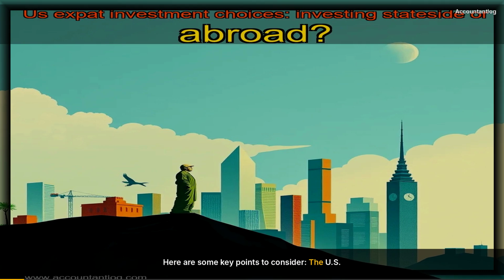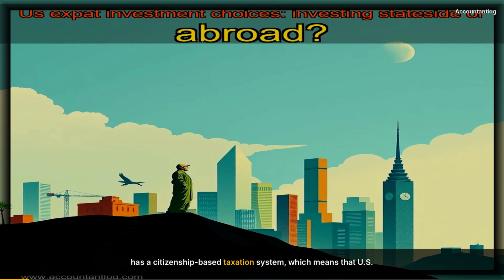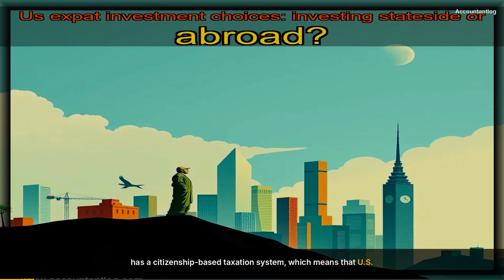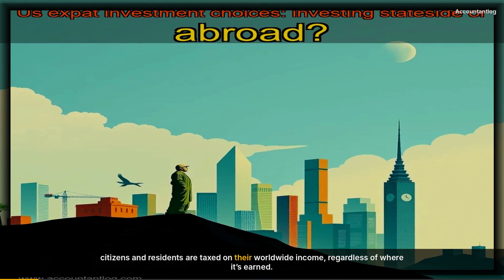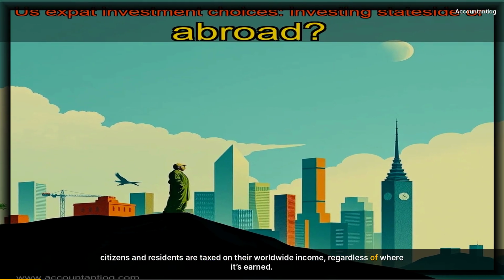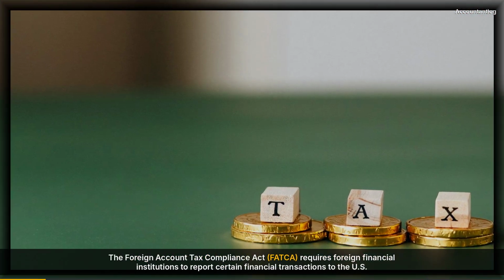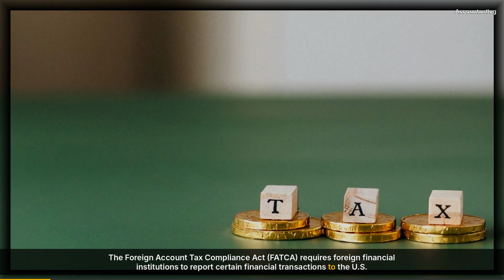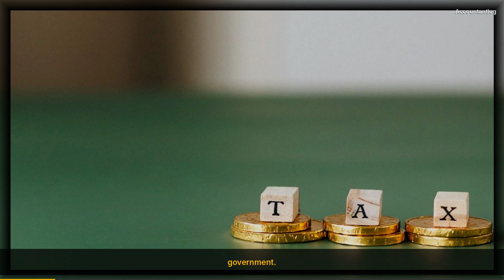The U.S. has a citizenship-based taxation system, which means that U.S. citizens and residents are taxed on their worldwide income, regardless of where it's earned. The Foreign Account Tax Compliance Act, FATCA, requires foreign financial institutions to report certain financial transactions to the U.S. government. The U.S. has a double taxation treaty with many countries, which aims to prevent double taxation on income earned by U.S. citizens and residents.